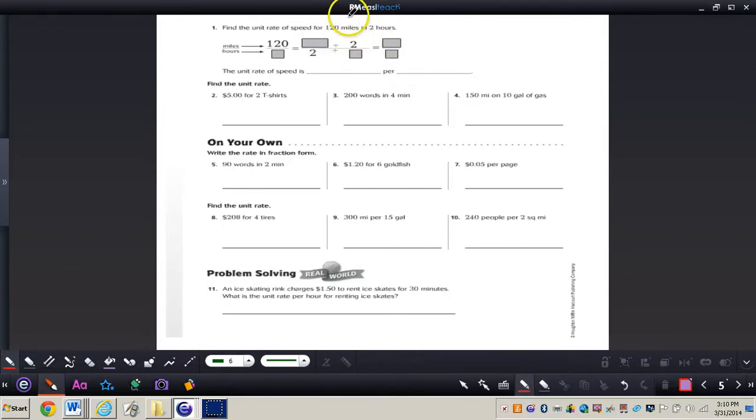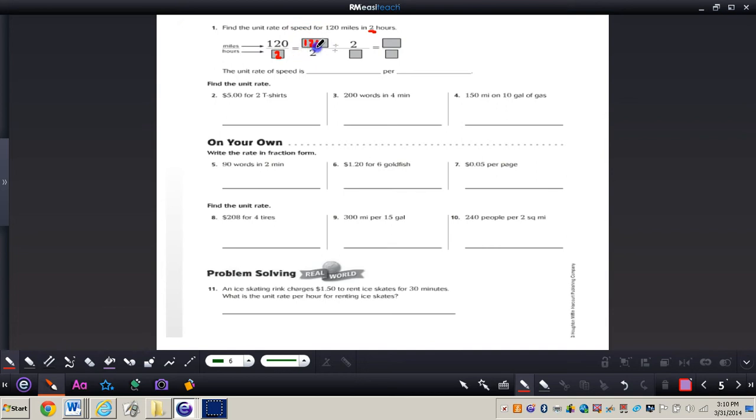Okay, the two measures that are being compared are miles and hours. 120 miles in 2 hours. Okay, we'll write that as a fraction. Then we're going to divide by 2 because we want to find out how much per hour. Okay, divide both numerator and denominator by 2.